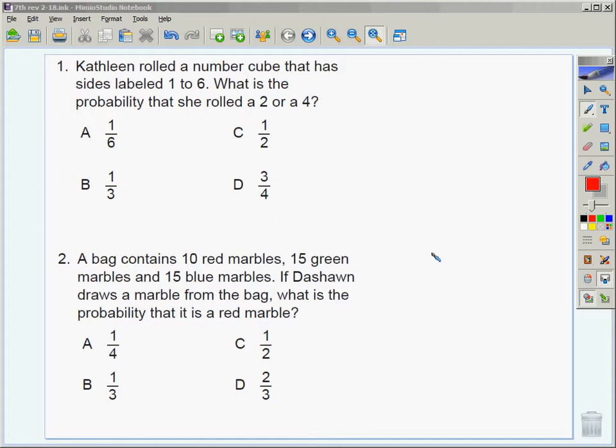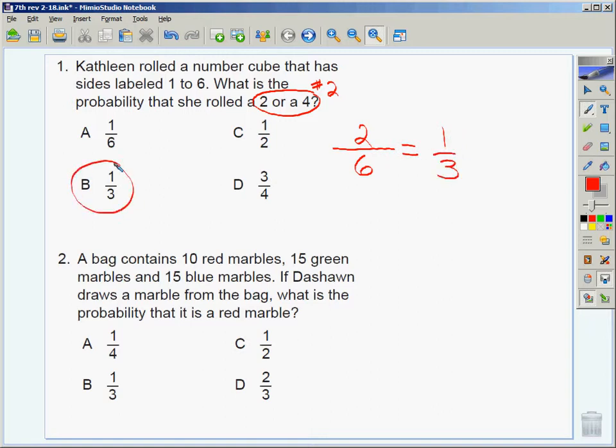Kathleen rolled a number cube that has labels 1 through 6. What is the probability she gets a 2 or a 4? Remember, when you're calculating probability, the number of total possible outcomes is in the denominator, 1 through 6. And since there's a 2 or a 4, there are 2 numbers that could be in the numerator. So 2 out of 6, which is the same as 1/3, which is why B is the correct answer for number 1.